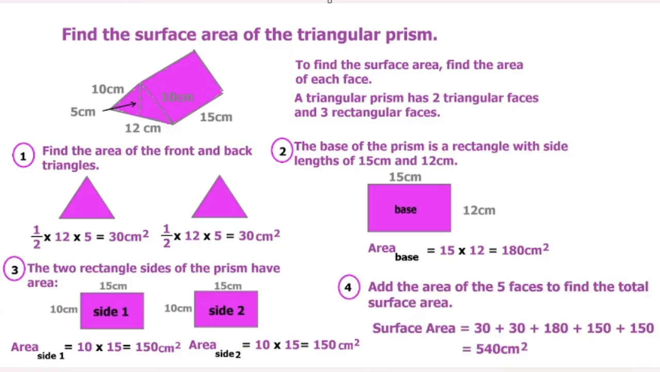Now to get the surface area, add the area of the 5 faces to find the total. Okay, so the total surface area is going to be 30 plus 30, that's the 2 triangles, plus the 180 base, and then the 2 side rectangles. And then you add them all up and you get 540 centimeters squared. And that's how you find the surface area of a triangular prism.